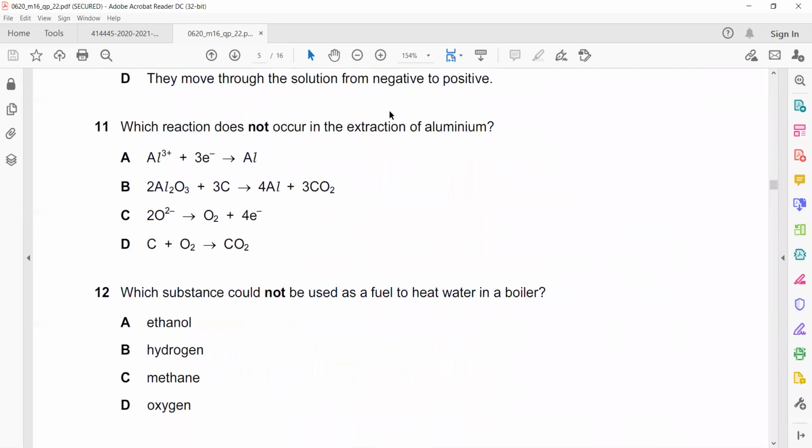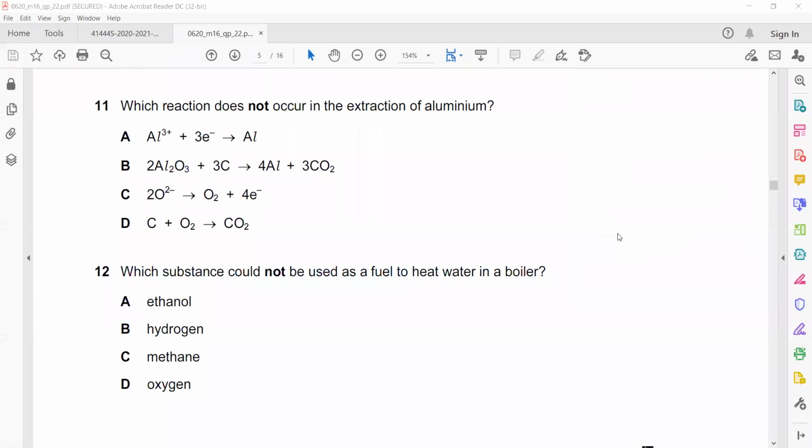Question 11. Which reaction does not occur? Look, when you check the reactivity series for aluminium, it is potassium, sodium, calcium, magnesium, aluminium, zinc, iron, lead, copper, mercury, silver, gold, platinum. The position of carbon is between aluminium and zinc, so carbon is more reactive than the elements below it.